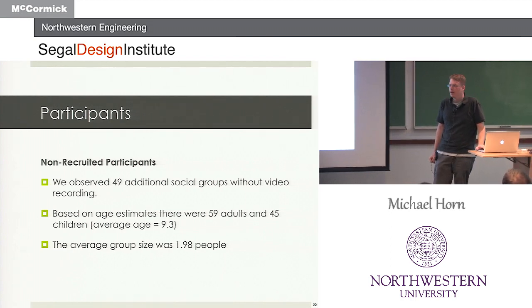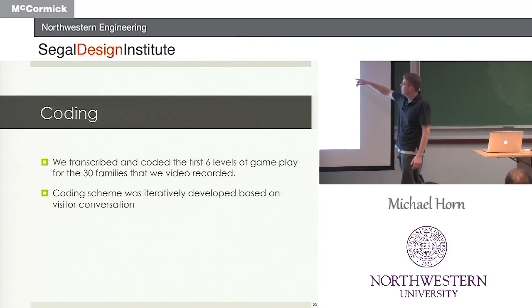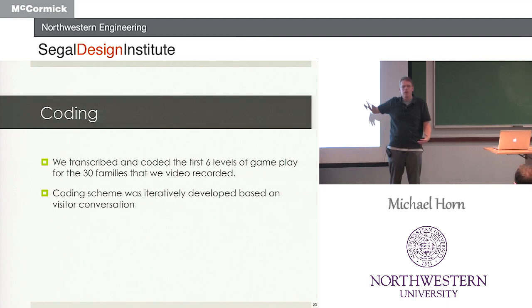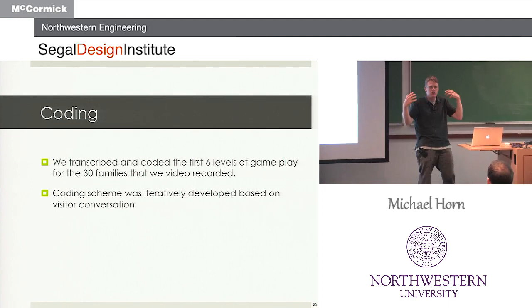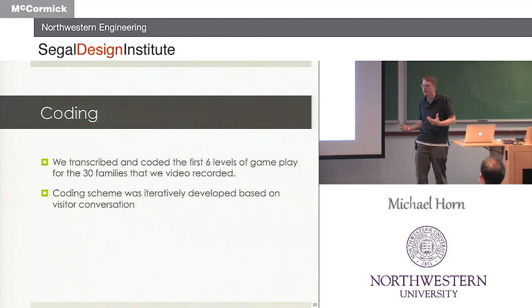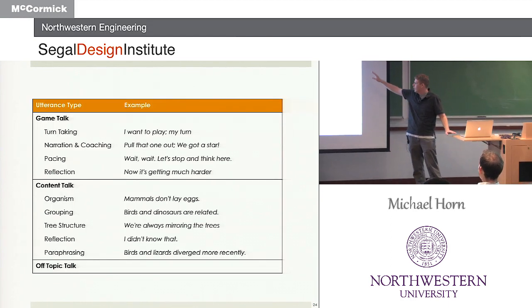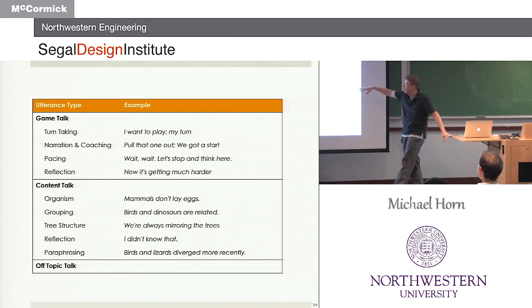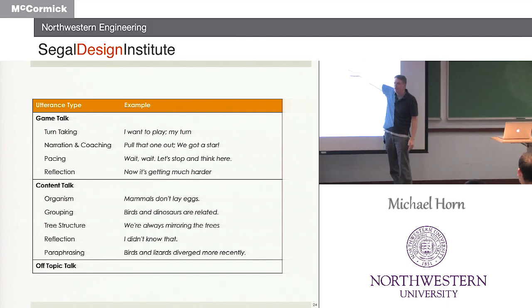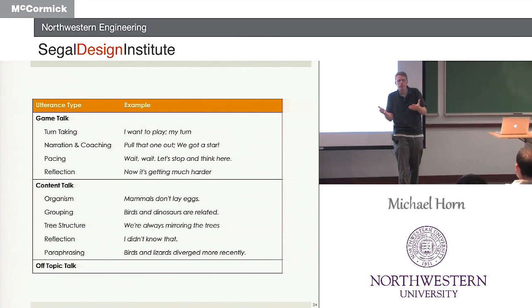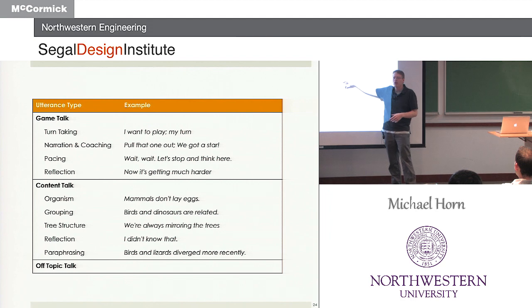For the people that we video recorded, we transcribed 6 levels of gameplay and developed an iterative coding scheme to understand what they were talking about and what they were doing with the table. This is the coding scheme that we came up with. I'll come back to this later, but it basically has 3 parts. It has game talk, which is any talk that visitors are engaging in about playing the game. Content talk, which is evolution tree content talk, and then off-topic talk.